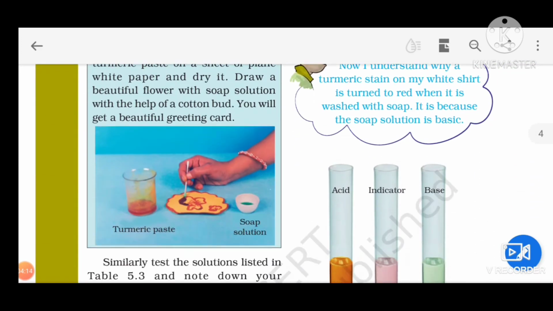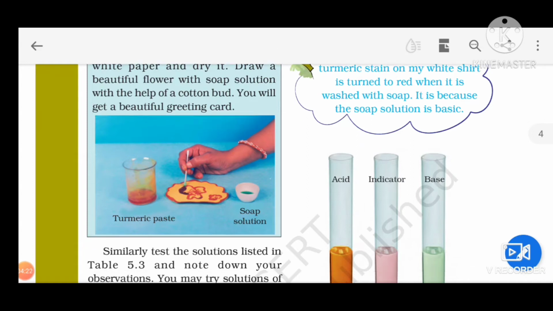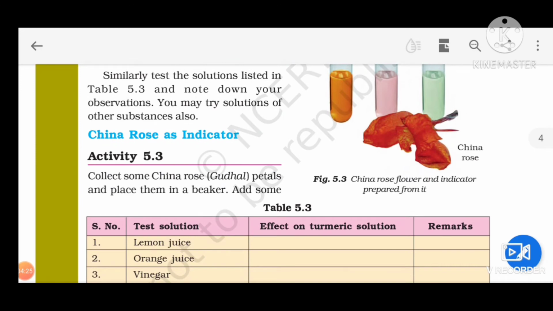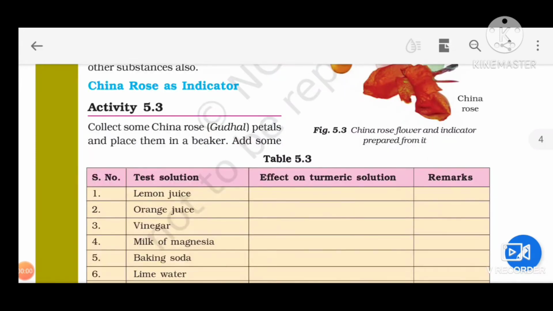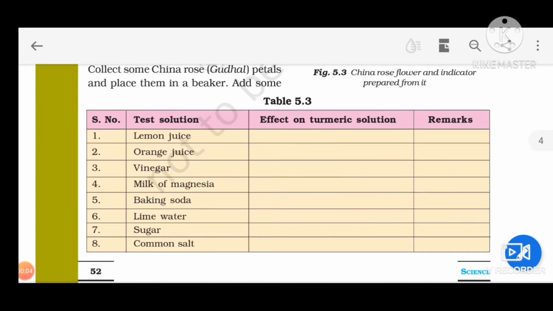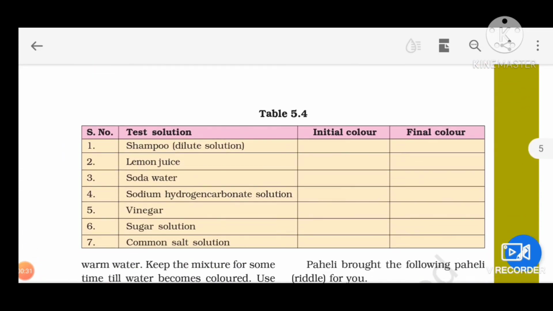And next, what do we have? See here, using turmeric paste, we can make different greeting cards and beautiful artworks. And using China rose, we can change to different colors. So children, here they have given certain solutions to test for acid or lime. On a turmeric solution, if we test drops of these test solutions, you can observe the changes in color, and you have to mark that down in the remarks column. You can try this at home with whichever test solution is available in your house. One more test solution has been given. Even here, two columns are given: initial color and final color.